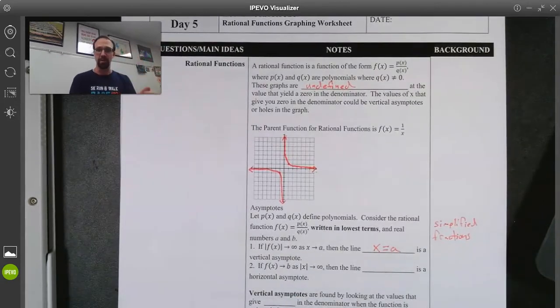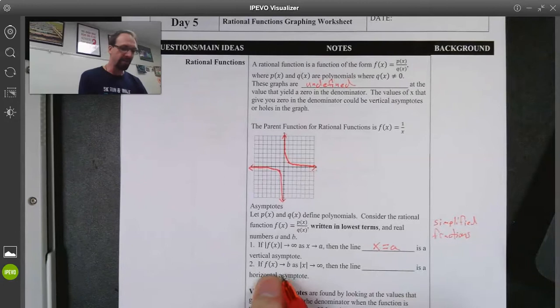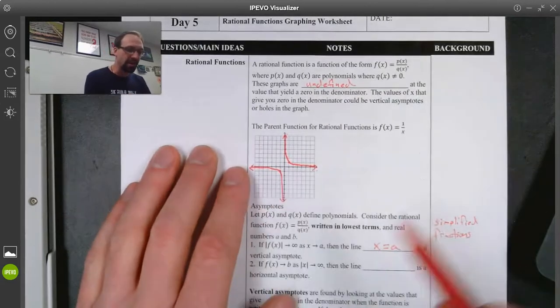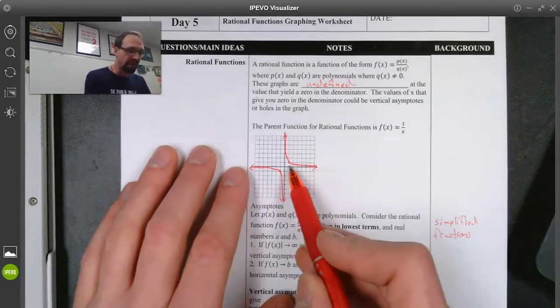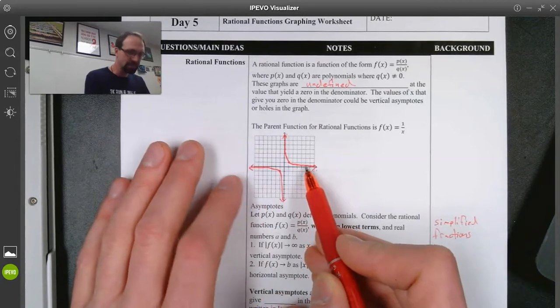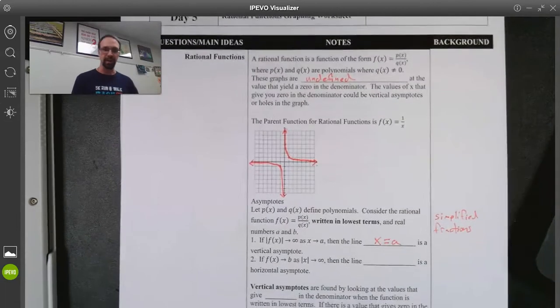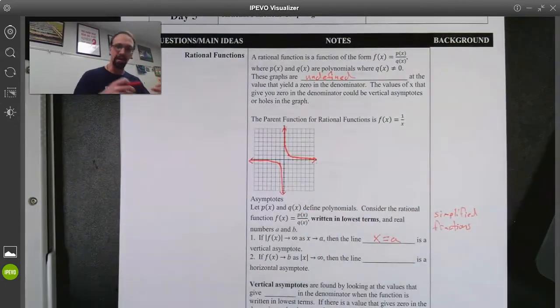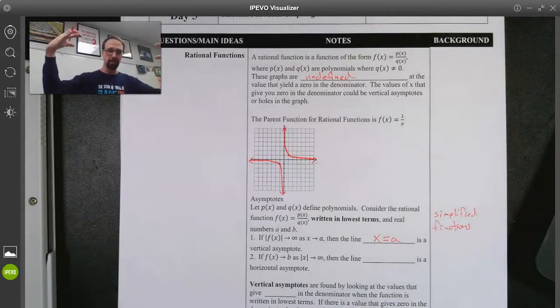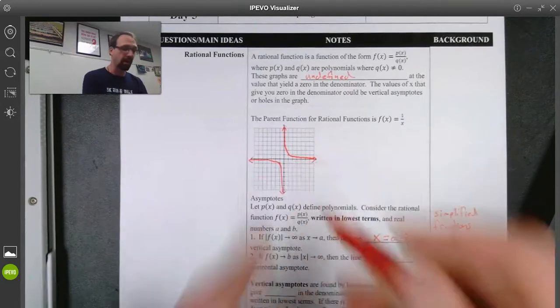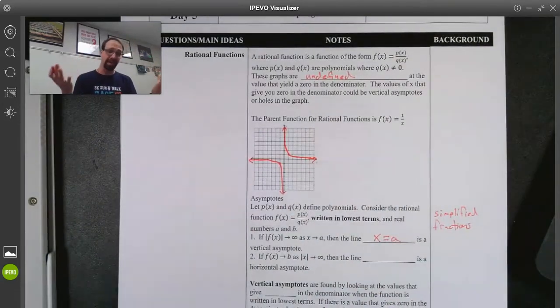That's a vertical asymptote. If f of x approaches b as the absolute value of x approaches infinity, what does that mean? Again, the same thing. As you increase your x values, you keep going farther and farther away from 0. The values are getting closer and closer to this b number. In this case, b is 0, so we're getting closer and closer to 0, but we never actually get to 0.